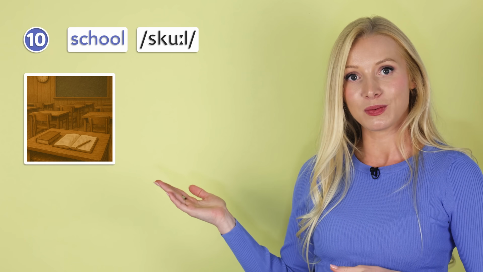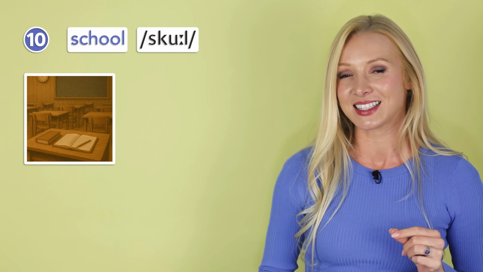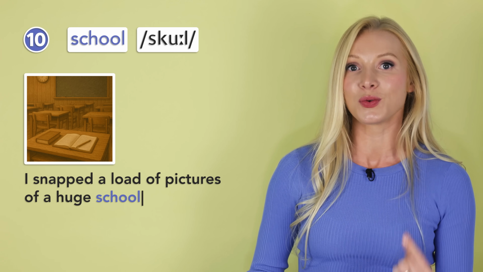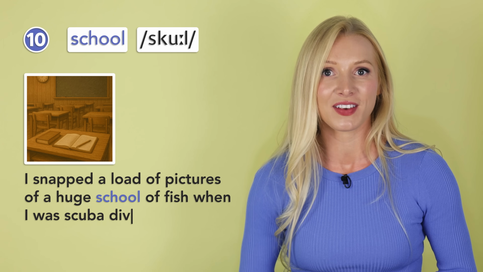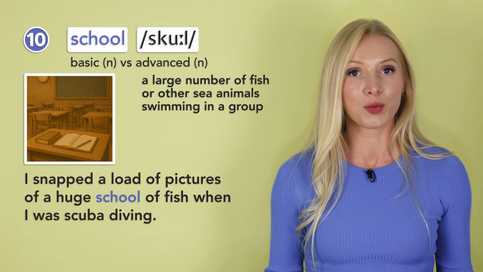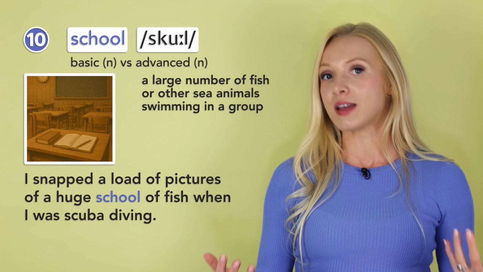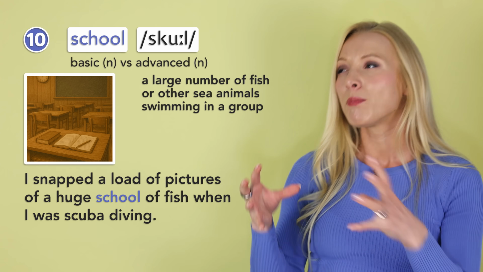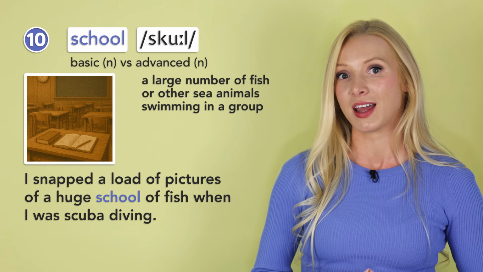And finally, number 10, this is a school. But what does it mean in this sentence? I snapped a load of pictures of a huge school of fish when I was scuba diving. School can be used as a collective noun for a group of fish. And we can also use it with other sea animals swimming together, like whales and dolphins, but pod is a more common collocation for them.